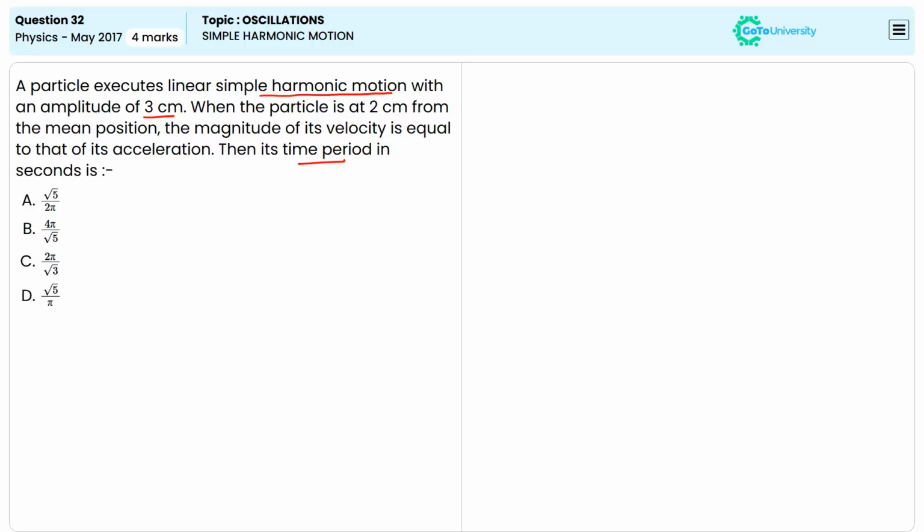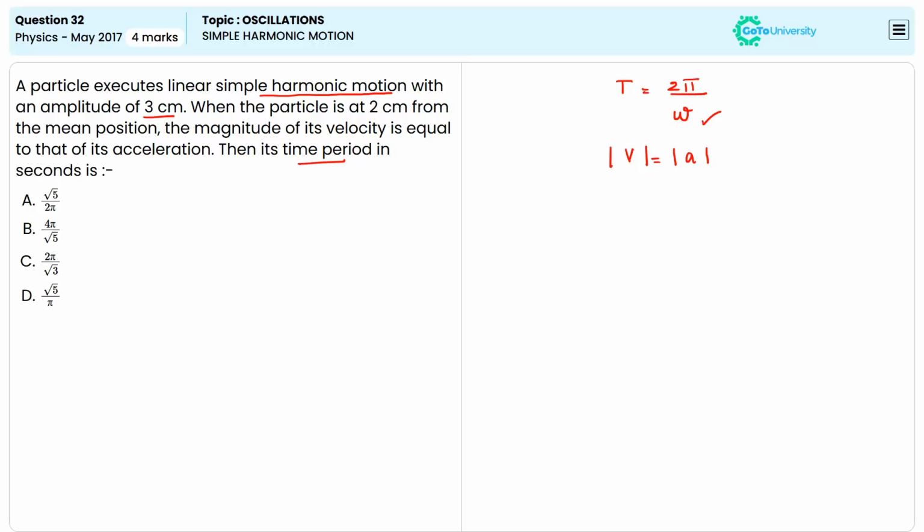a given particle. It's known that the time period can be calculated using the formula 2 pi divided by omega, where omega represents the angular velocity. For calculating the time period, first we need the value of omega. So we can calculate the value of omega by using the velocity and acceleration equations. It's given in the question that the velocity and the acceleration magnitudes are equal for a given particle.